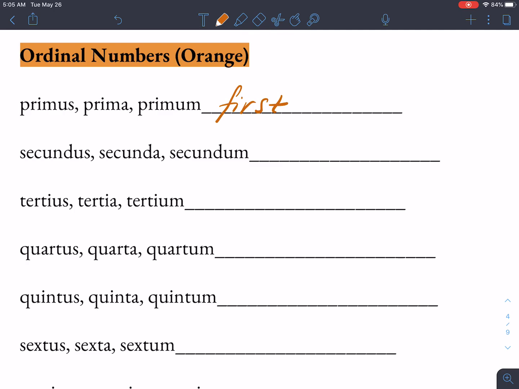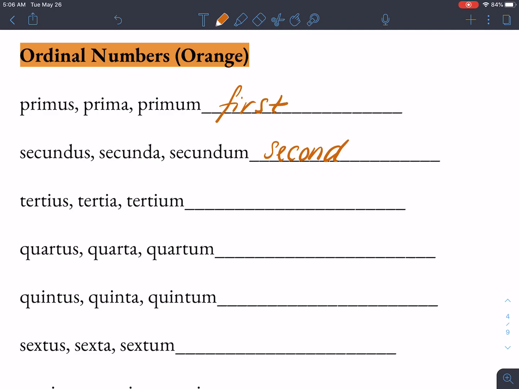Next, please repeat after me. Secundus, secunda, secundum. Again, secundus, secunda, secundum. All right, and that means second. Not like minutes and hours and seconds, like second as in, I'm going to go get a second helping of soup because it was so delicious. I already had my first one.